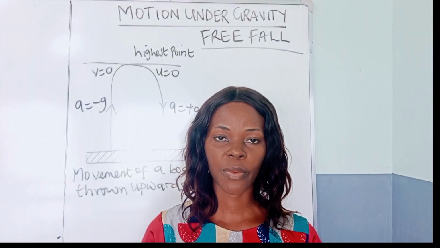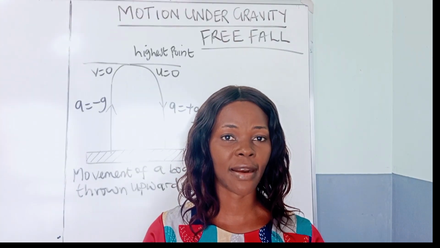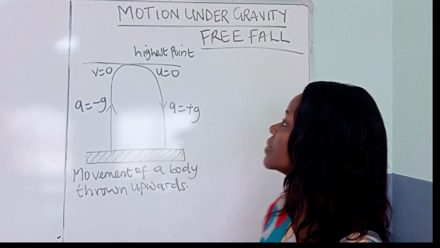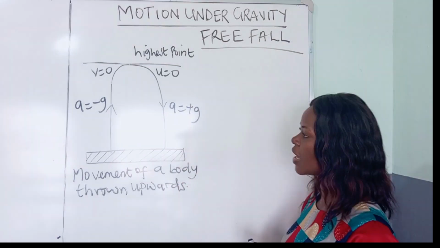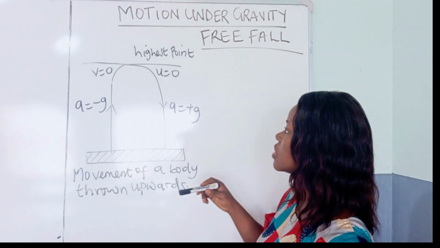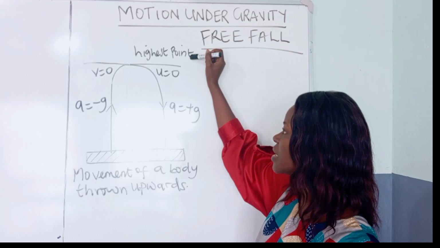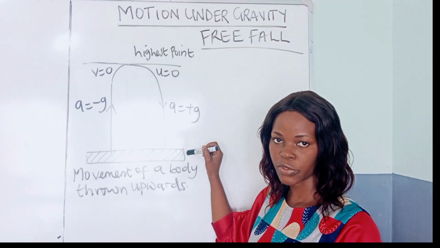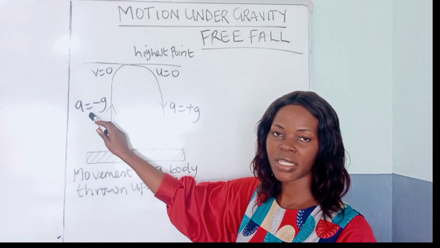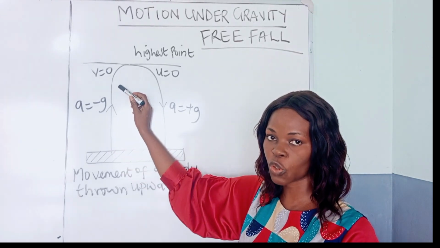Let's look at this diagram on the board so that we can use it to explain the motion under gravity. Stay tuned. Motion under gravity, that is free fall. If an object is being thrown up, this is the highest point. The object tends to reach this highest point and return to the what? Ground. Okay? Then as the object is going up, this arrow shows that the object is being thrown up.